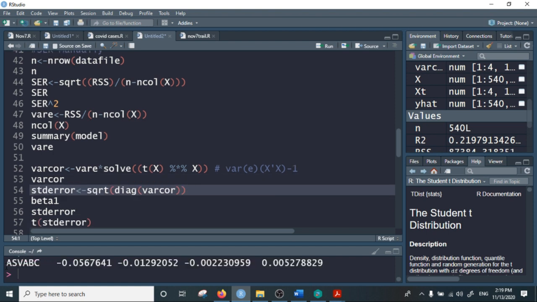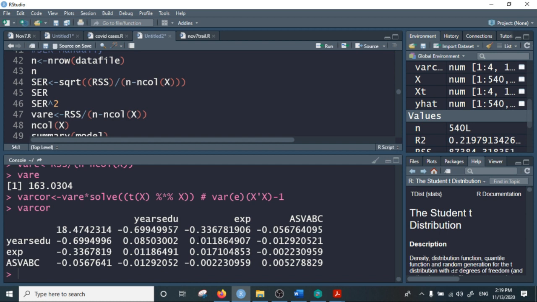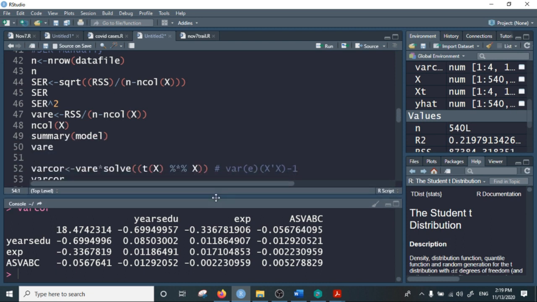So we can see the variance covariance matrix as a 4 by 4 matrix in this case. Since we have four parameters, there will be a 4 by 4 variance covariance matrix. So the standard error of the regression parameters, or the standard error of the regression coefficients, are nothing but the square root of the diagonal elements in this variance covariance matrix.